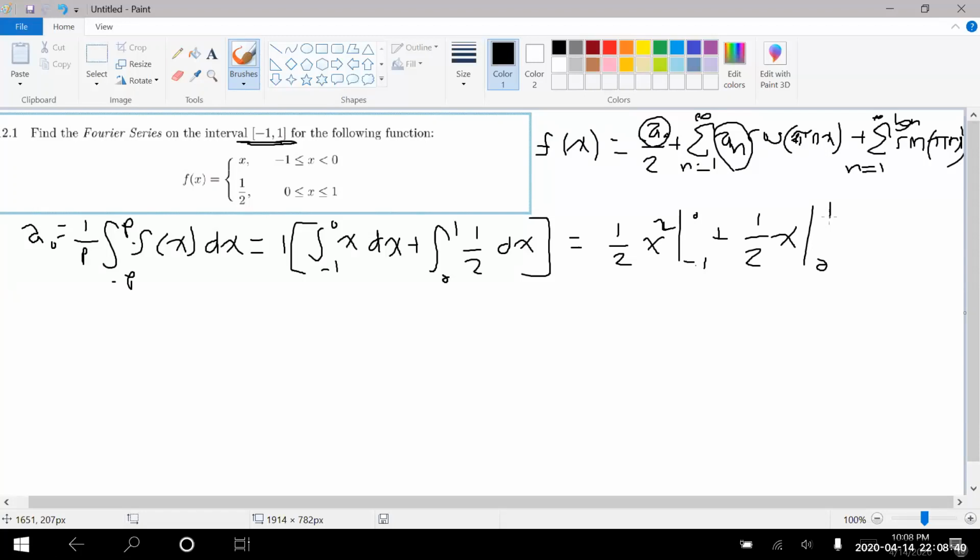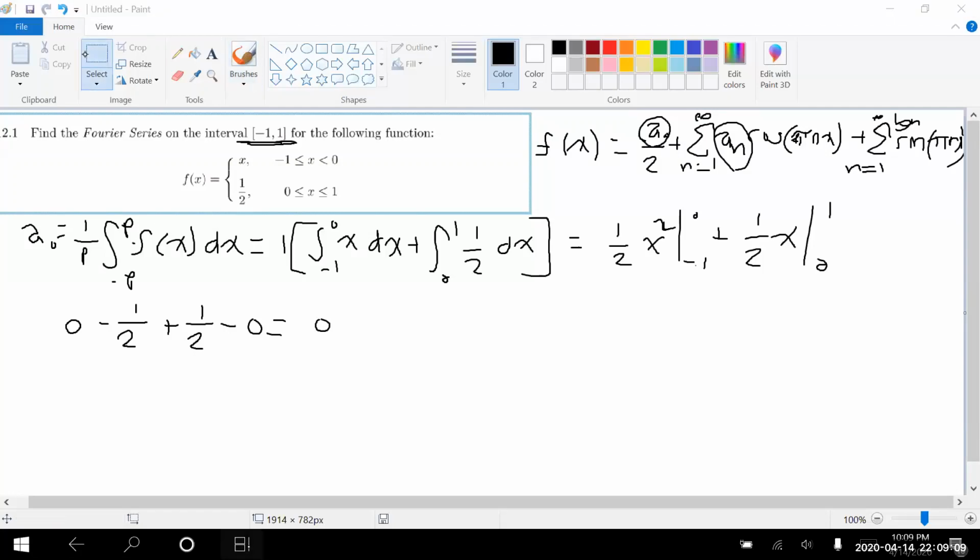Okay, so we have our 1/2 x squared evaluated at 0, gives us 0, and then minus our 1/2 x squared evaluated at negative 1. So our negative 1 goes positive, minus 1/2, and then plus 1/2, and then minus another 0. So your a sub naught goes to 0, which is nice. One less thing we have to keep up with.